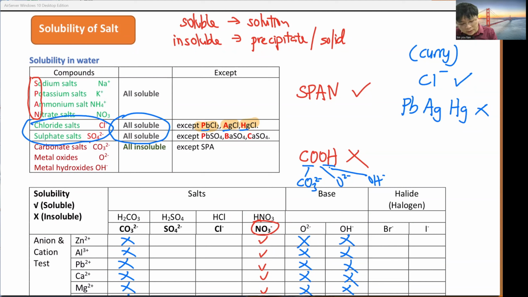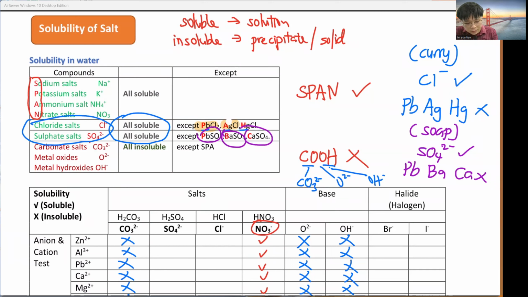Then for sulfate, same thing. Sulfate is all soluble also, except Persatuan Bahasa Cina, not soluble. You can think about soup. S, you remember soup, these three are not soluble: PbSO4, BaSO4, and CaSO4. We will keep using this shortcut later to explain all the chemical tests, everything here.